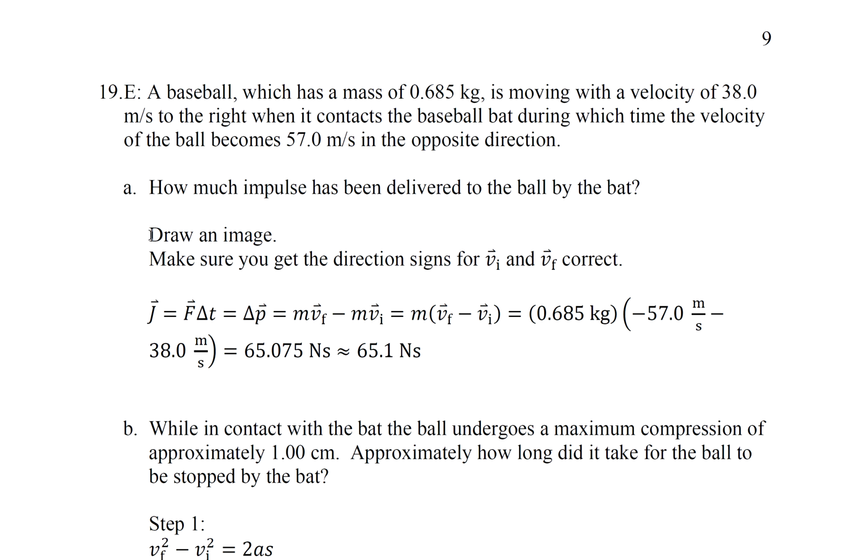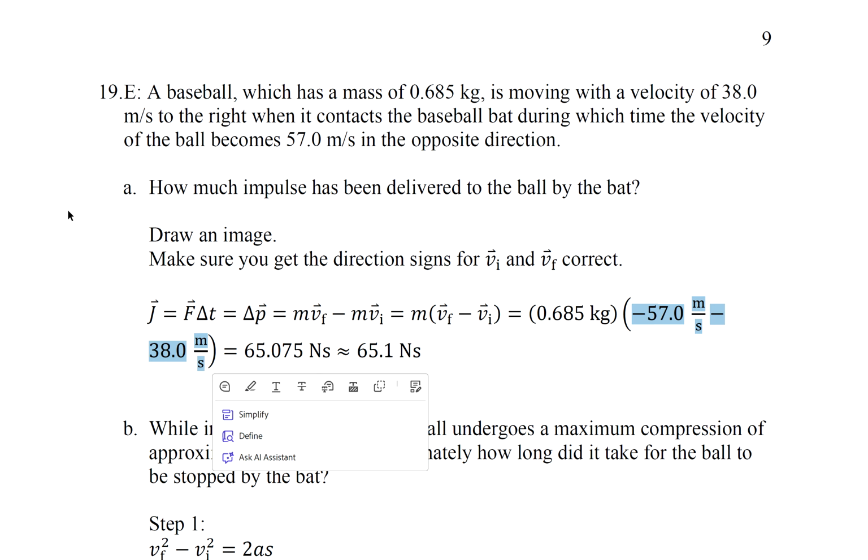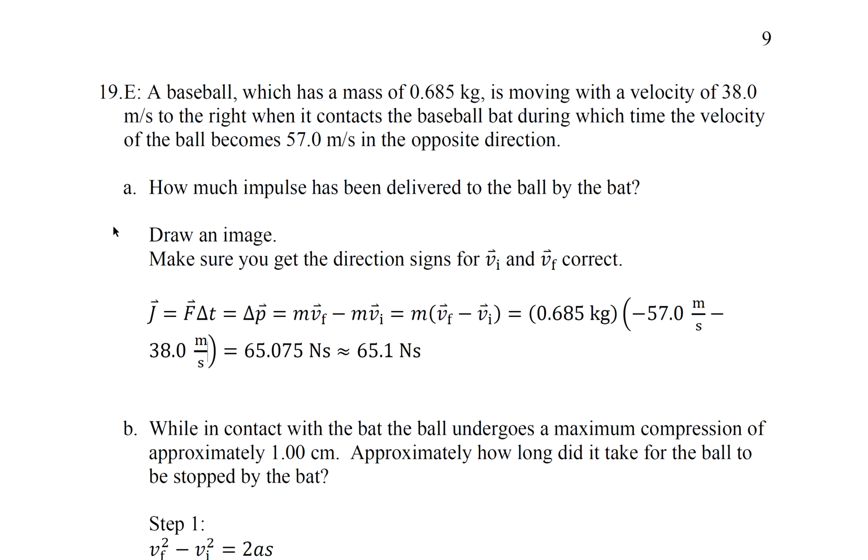So draw an image so you understand what's happening. And make sure you get your directions correct for v initial and v final. So in one moment it's going, let's just say, to the right, and the next moment it's going to the left. So if I say to the left is negative, I get negative 57 meters per second minus 38 meters per second. That's going to be my delta v.